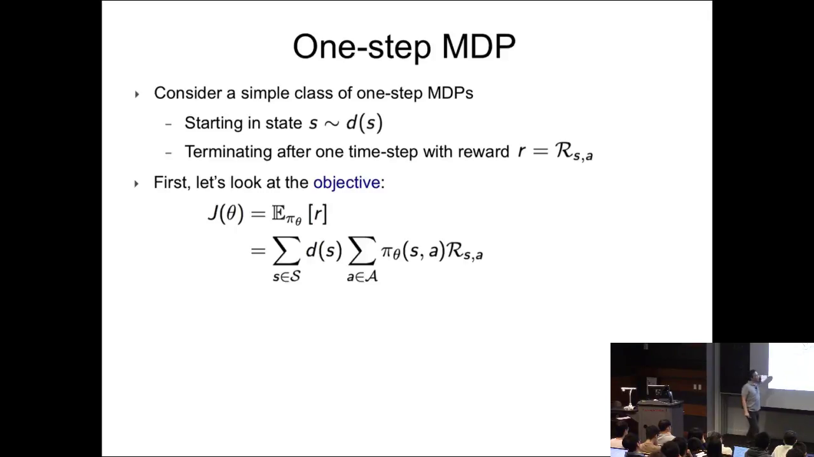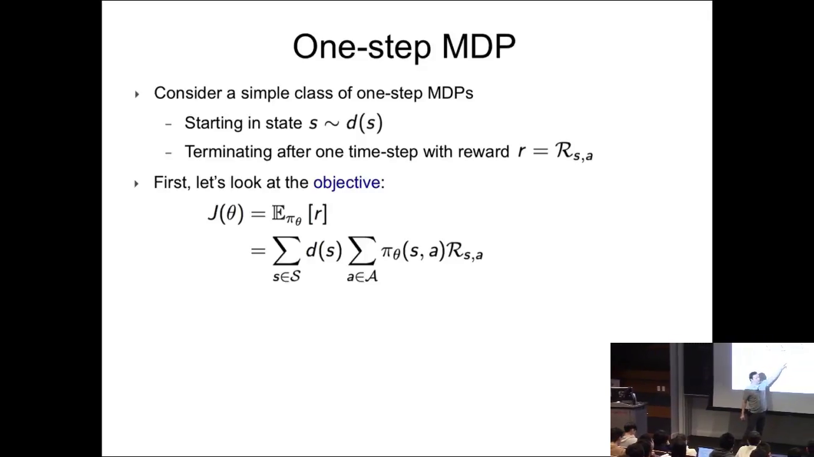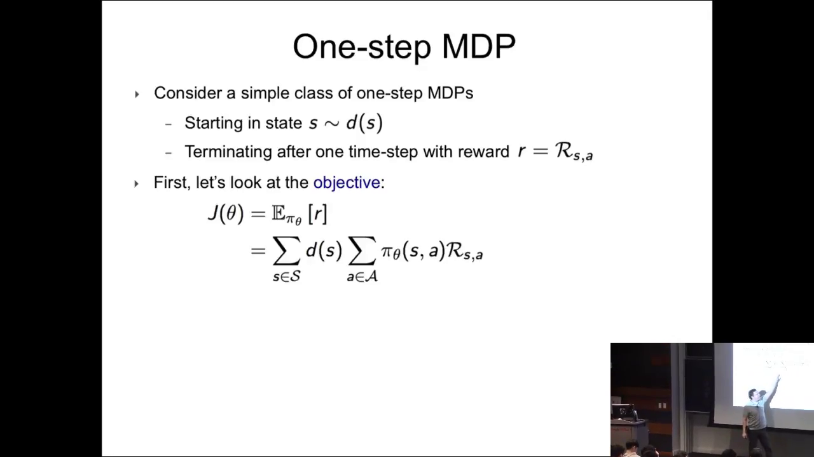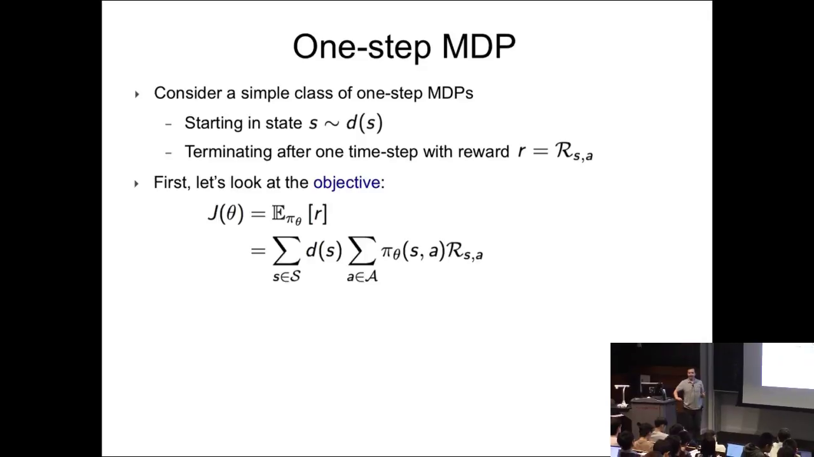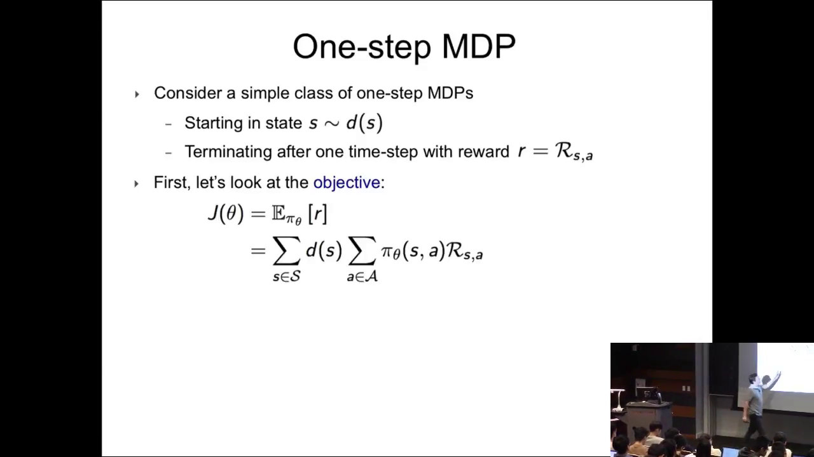So you want to find the policy in such a way that this one-step MDP objective is as high as possible. This objective is basically saying, take an expectation over all states and actions, right? An expectation with respect to pi. So it's a probability of state, this is probability of action given state, and this is the reward. So this is just the expected one-step MDP reward, right? This is just writing down the expectation.